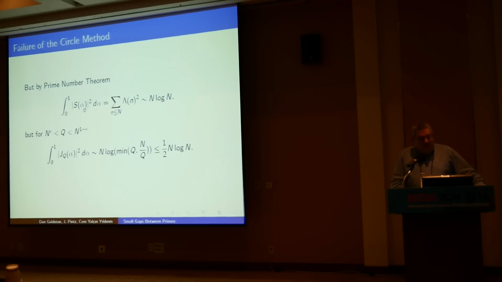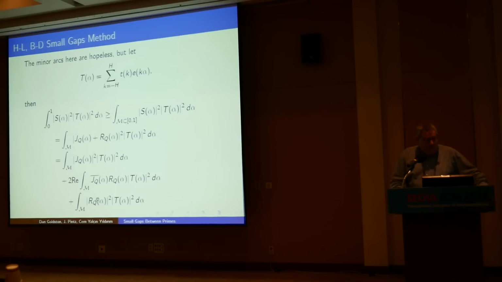So if you just look at that exponential sum over primes squared, then by Parseval and the prime number theorem, it should be n log n. But when you look at this approximation, it's only basically n log q, the size of the largest denominator of the fractions, or n over q, which is always at most half of this. And that's what we call the minor arcs. You basically don't get the contribution of s completely from the approximation.